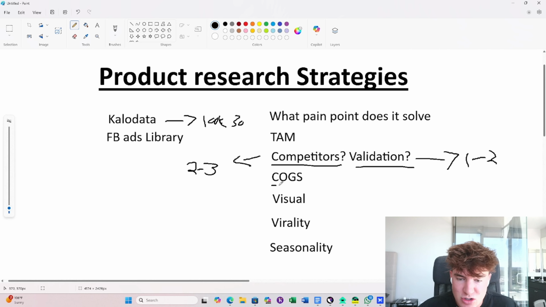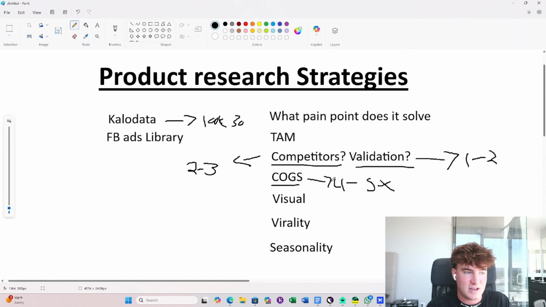The next thing we'll go into is cost of goods. This is very important. So you want to make sure that your cost of goods are low. Normally what I look for is a 4 to 5x markup. This just gives me margins with my ads, and as I scale, my CPAs rise and my ROAS starts to decrease. This just gives me more wiggle room because I have more of a margin there.